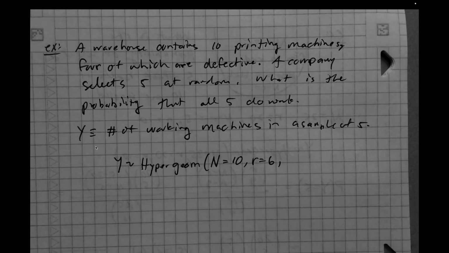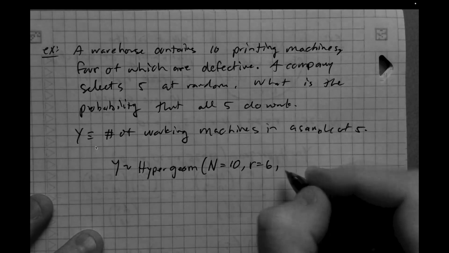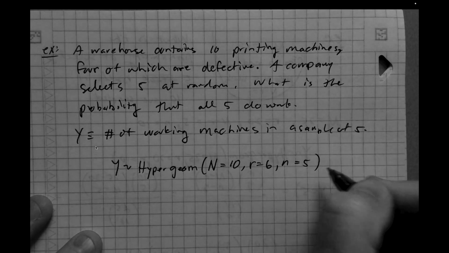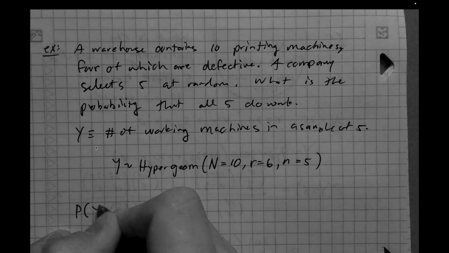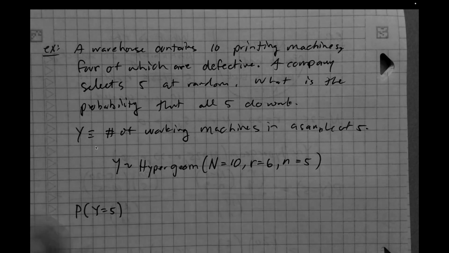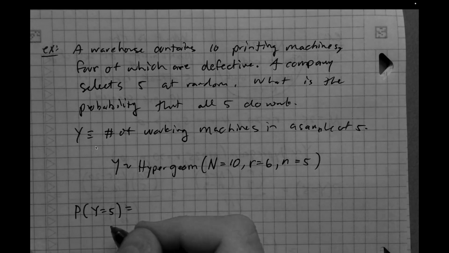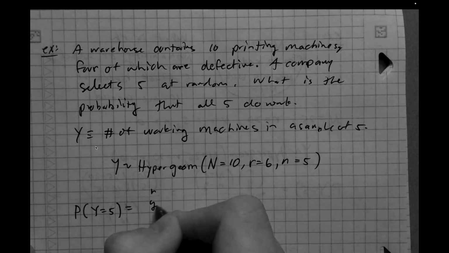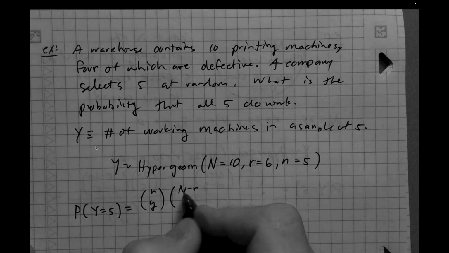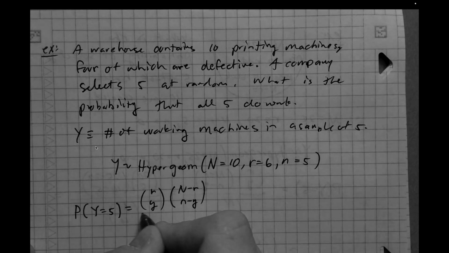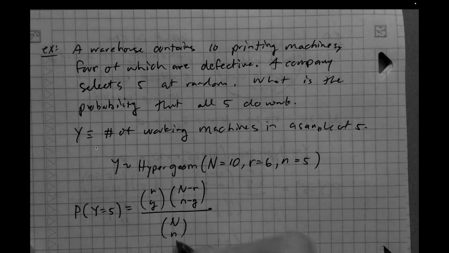And what is the sample size? Little n is 5, right? They're going to select 5 of these things at random. And so what we want to know is the probability that y is equal to 5. I'm going to pick 5, and I want all of them to work. Well, let's remember, this is going to be r choose y times N minus r choose n minus y, all over N choose n.